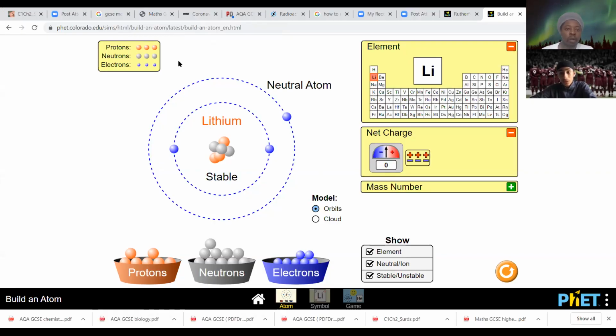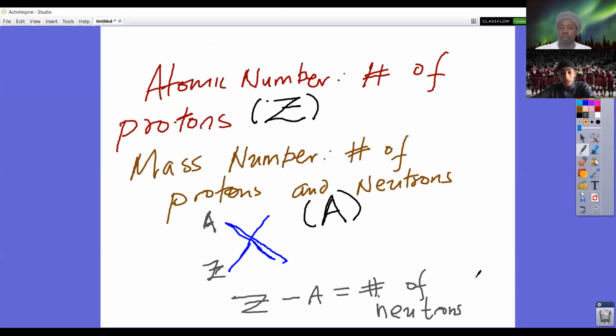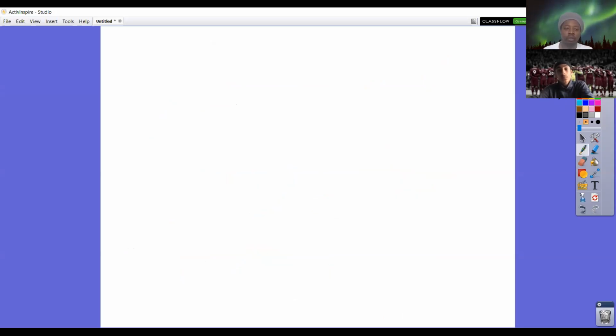Yeah, absolutely. That's one way of forming. What else can happen to it? It can gain an electron as well. Yes, you're right. So it either loses or gains an electron.